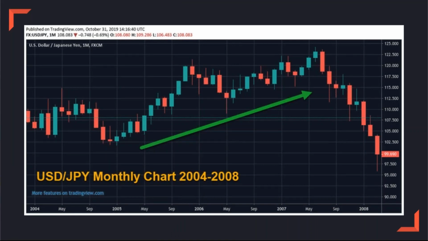You can see that if you were long dollar yen during that period, particularly up to around May of 2007, you would have done very nicely because you would have made a profit from being long dollar yen with the price going upwards, and you also would have made the nice interest rate differential, which was substantial back in those days because the US dollar had an interest rate of over 5%.